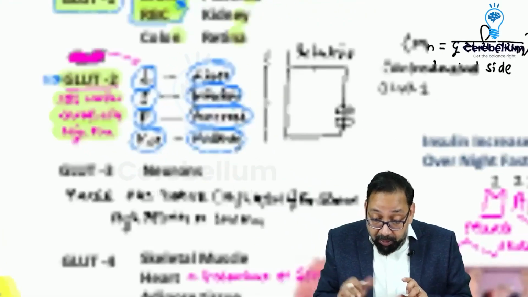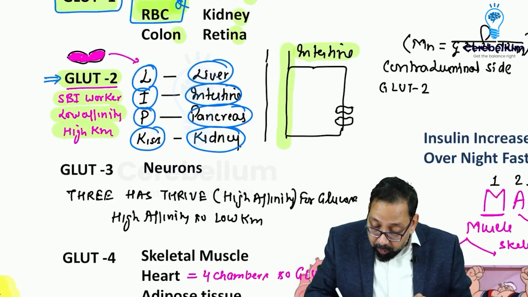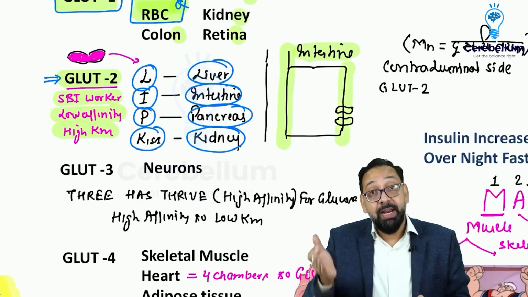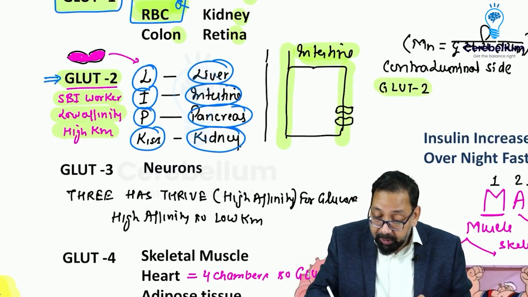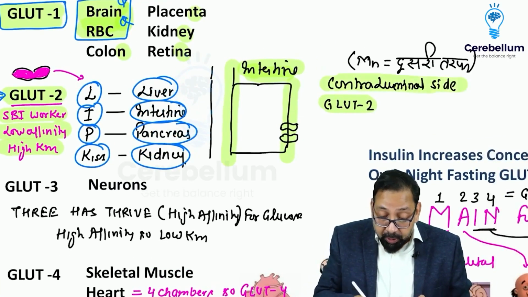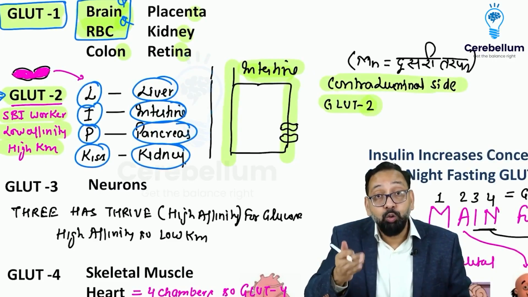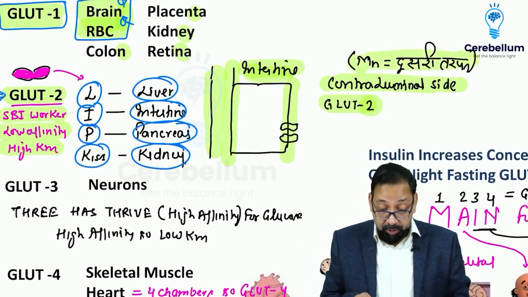A question was asked that in intestine, this is luminal side, this is contraluminal or serosal side. The question was asked that glucose transporter 2 in intestine is present at the contraluminal side. Mnemonic is 2. 2 means दूसरा, दूसरी तरफ. Yes, intestine की दूसरी तरफ है ये glucose transporter 2.